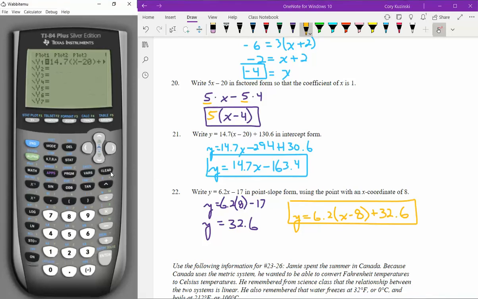Let's go back to our calculator, plug in the original equation, 6.2x minus 17, go to our table, and we can see at 8, we get an output of 32.6. And then if we go back to y equals and we enter our new equation, and then check the tables, we're going to see that we get the same outputs given those inputs.